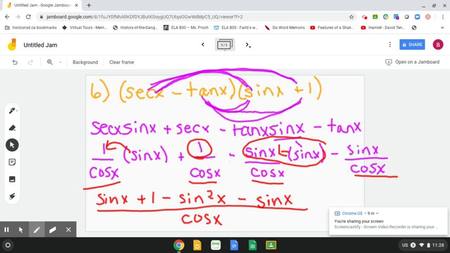Okay. Now, what on earth can I do? I can cancel, okay? So right now I see I have a sine x minus sine x in my numerator. So that's like saying I have 1 minus 1. So that cancels completely, right? So that goes away. And then I'm left with 1 minus sine squared x.